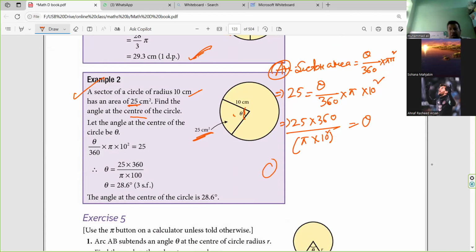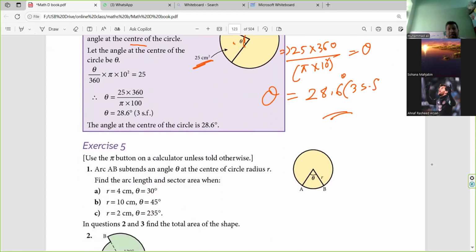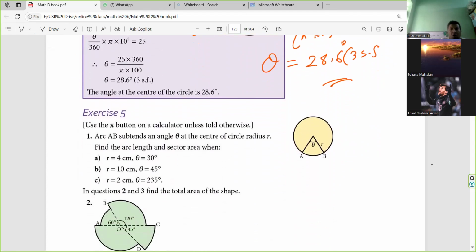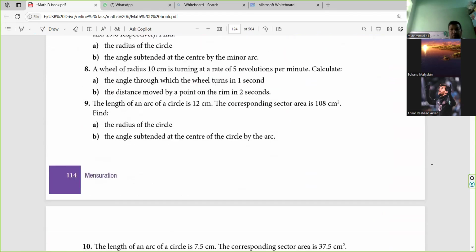So if we press the calculator, we will get 28.63 significant figures in this way, okay? 28.6 degrees. So always try to follow the instruction in the question: write the answer in 3 significant figures or 1 decimal place, or what value of pi will you take? Like here, use the pi button on the calculator, unless told otherwise. Use the pi button from the calculator if they don't tell you anything. Okay, so these are the very important maths you have to try at home.